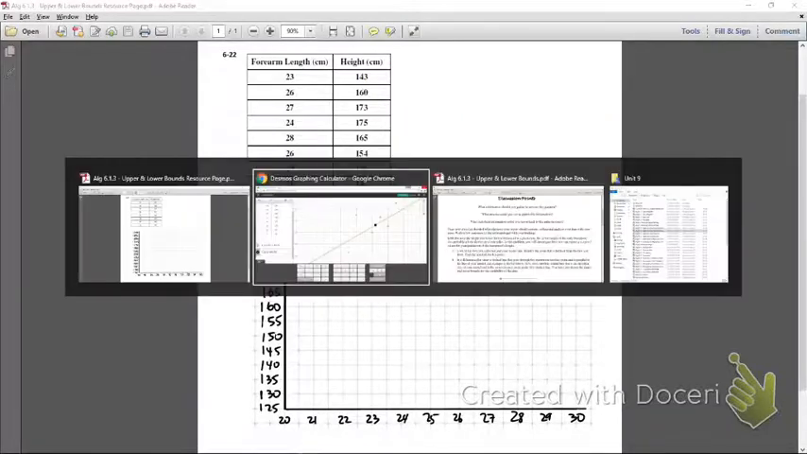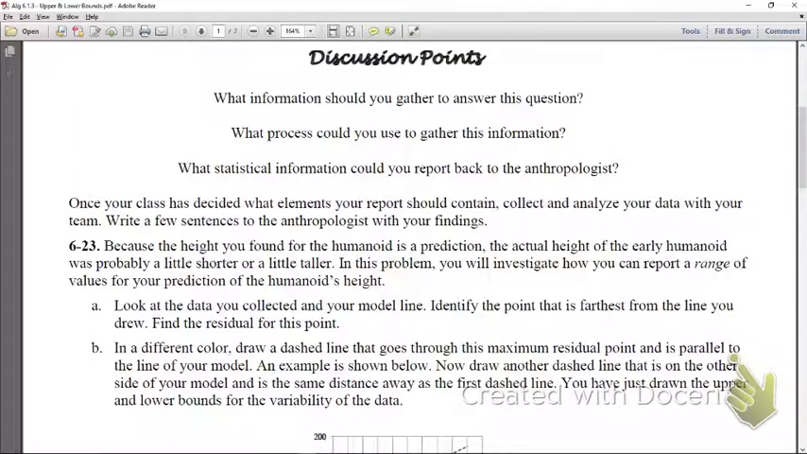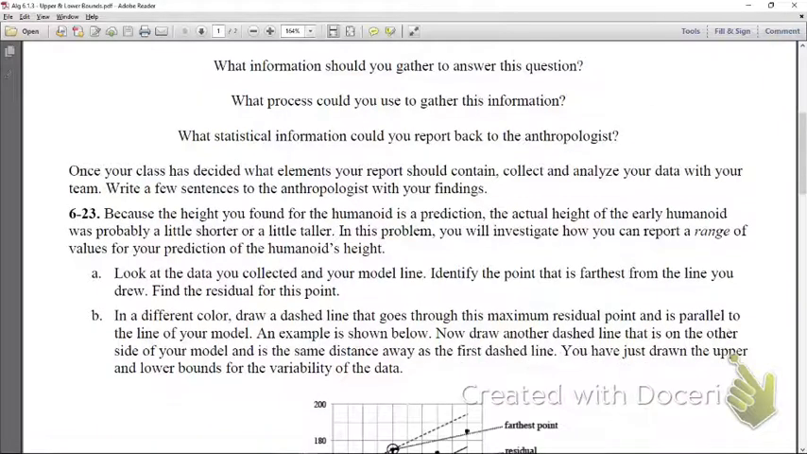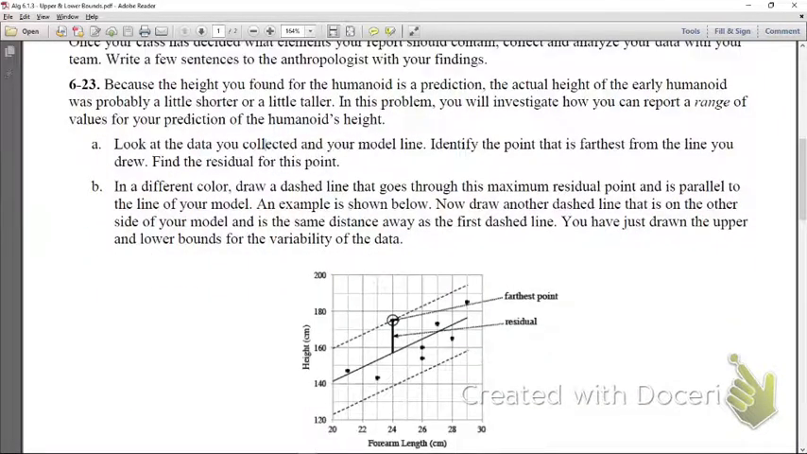Alright, let's get back to the actual lesson. It says 6.2, we're done. We wrote a report. You guys described stuff, all that jazz. 6.2.3. Because the height you found for the humanoid is a prediction, meaning it wasn't accurate. We have no way of knowing how accurate this is. It was just based off of a scatter plot. The actual height of the early humanoid was probably a little shorter or a little taller. Remember I said about 5 to 6 feet. Maybe closer to 6, maybe closer to 5, we don't know. In this problem you will now investigate how you can report a range of values.